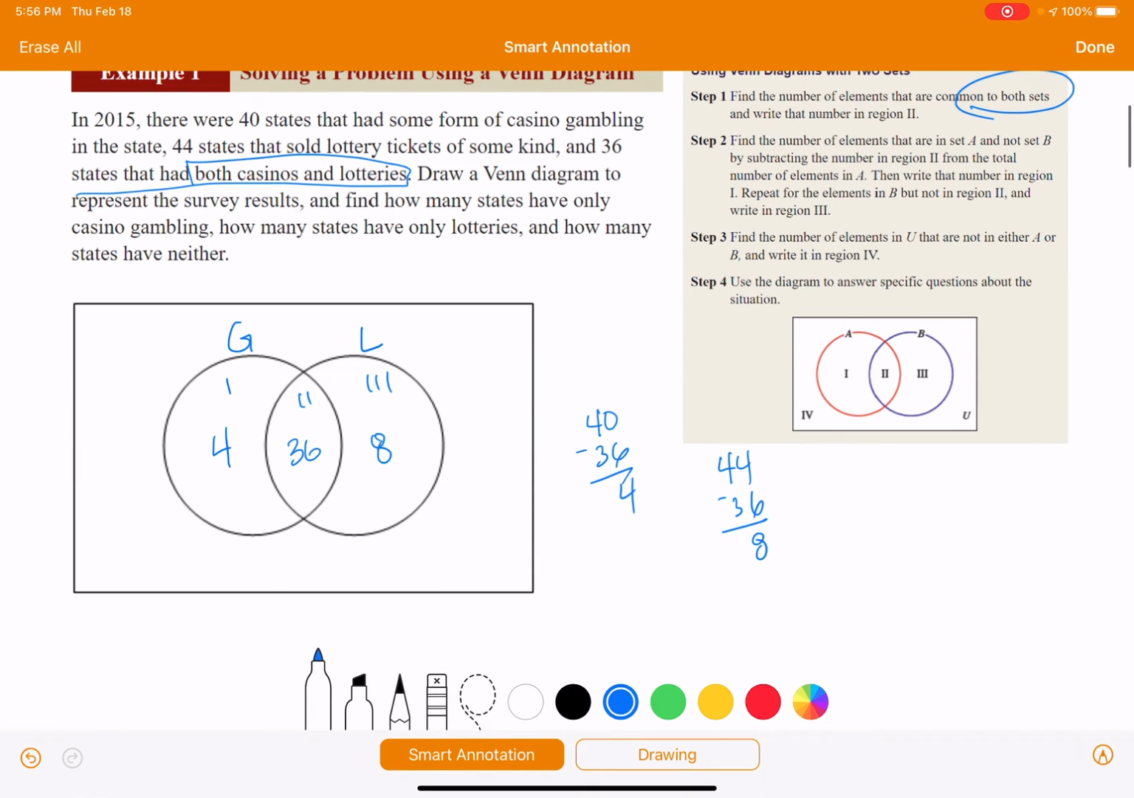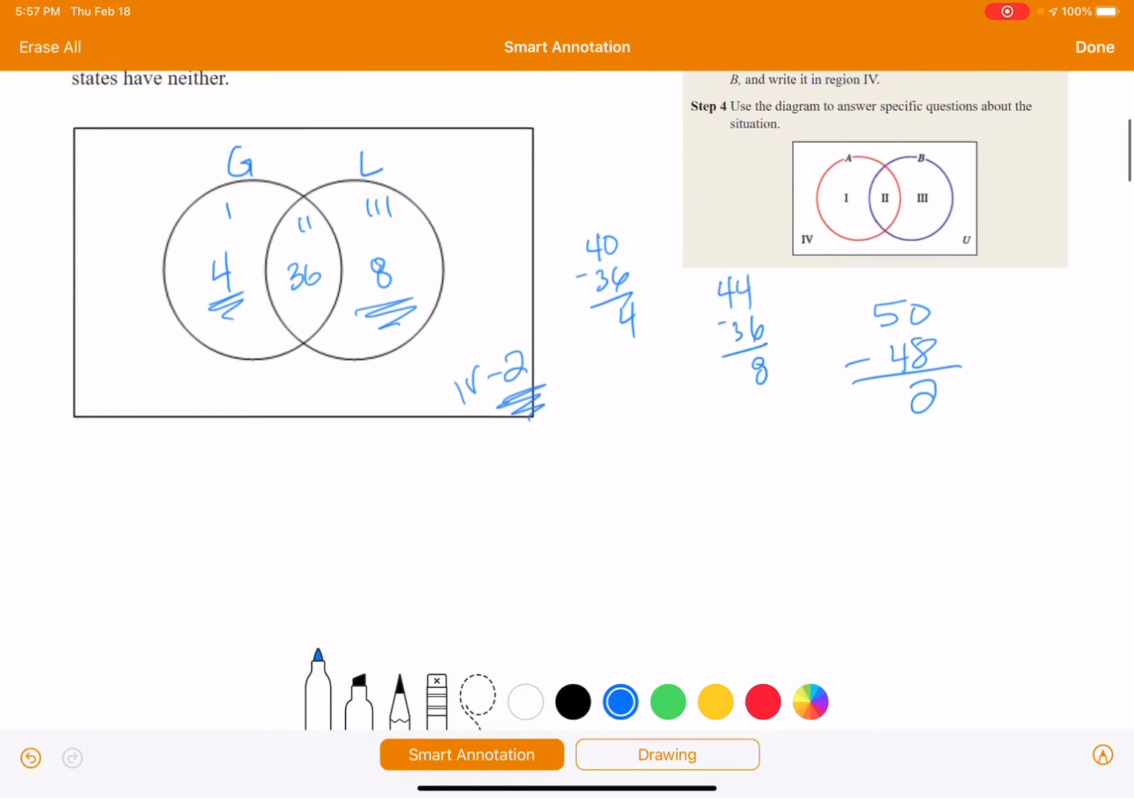And then to figure out how many had neither, which will be my region 4, I'm going to take how many states we have in total, which is 50, and subtract how many I have here. 36 plus 4 is 40, plus 8 is 48. So that leaves me with 2 there. So how many states have only casino gambling? 4. How many states have only lotteries? 8. And how many states have neither? 2. Okay? Quick and easy solution to that problem.